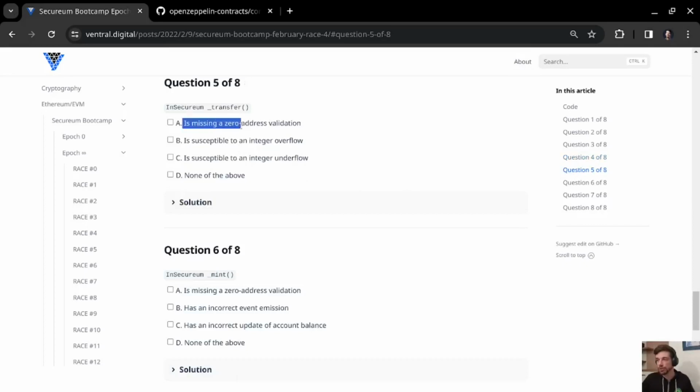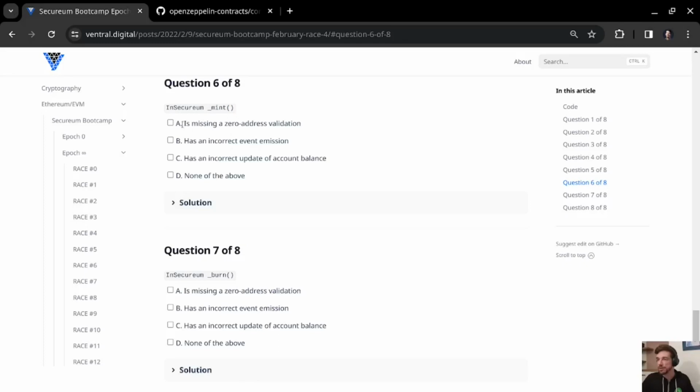the underscore transfer function is not missing zero address validation. It is not susceptible to integer overflows. It is also not susceptible to integer underflows. Even though it uses an unchecked block for a subtraction, the underflow is explicitly prevented by a require statement. So moving on to question 6, which is about the underscore mint function.